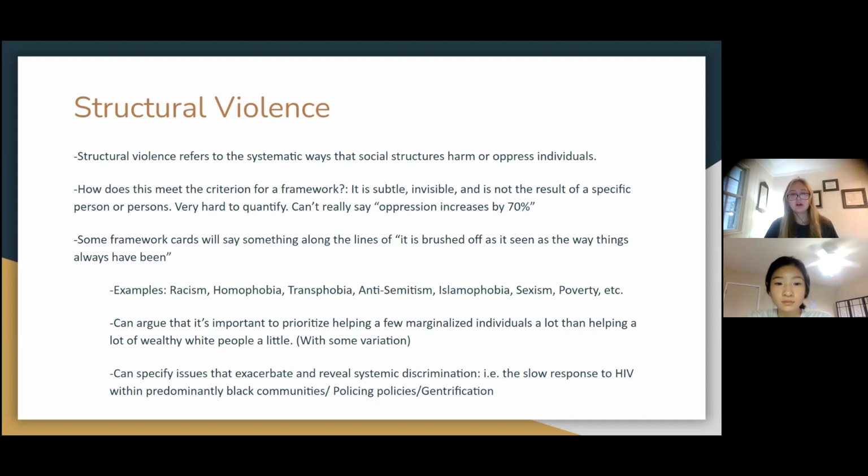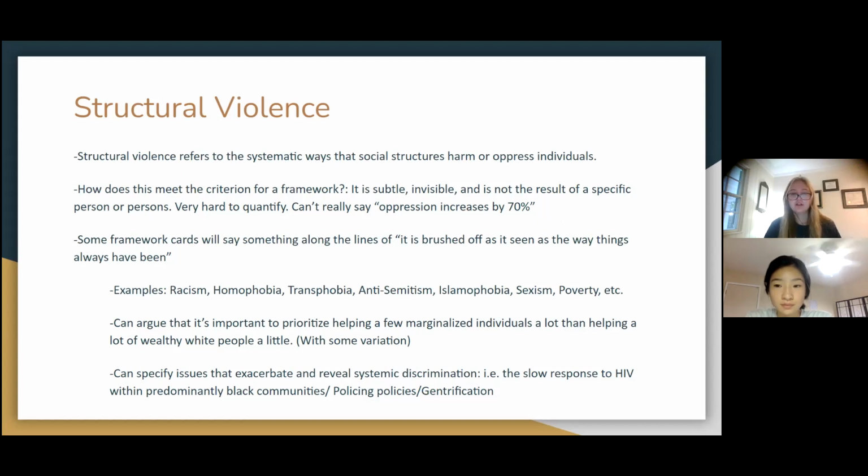Some framework cards will have things like it's brushed off and it's seen as the way things have always been, or it's just assumed and people don't think about it that much. Specific structural violence impacts could be racism or homophobia, transphobia, anti-Semitism, Islamophobia, sexism, poverty, all of those that are generally negative things that are harder to quantify, which could fall under structural violence.